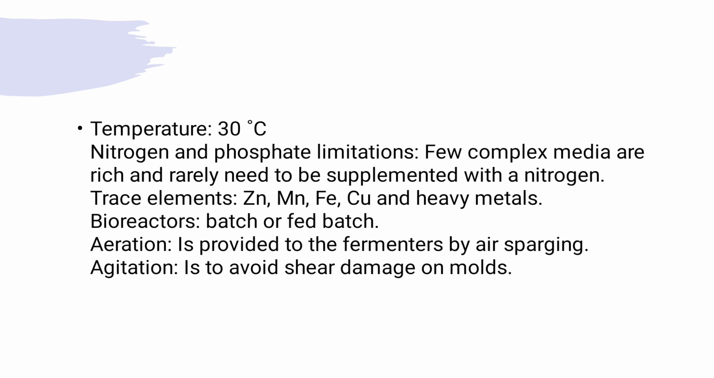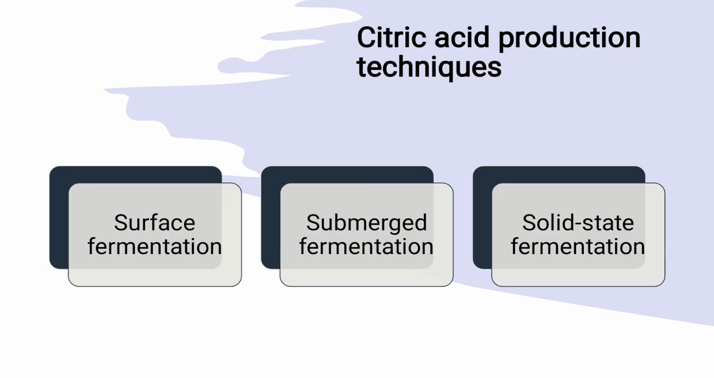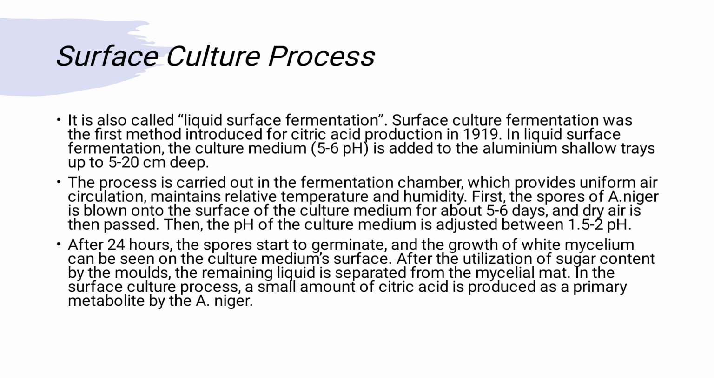Bioreactors used may be batch or fed batch. Aeration is provided to the fermenters by air sparging. Agitation is used to avoid shear damage to the molds. Citric acid production techniques, that is surface fermentation, submerged fermentation or solid state fermentation, can be used for citric acid production. Surface fermentation is also known as the surface culture process. It is also called liquid surface fermentation.